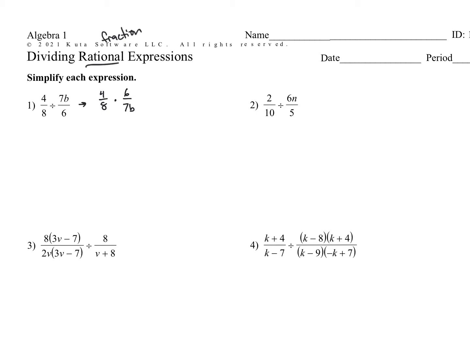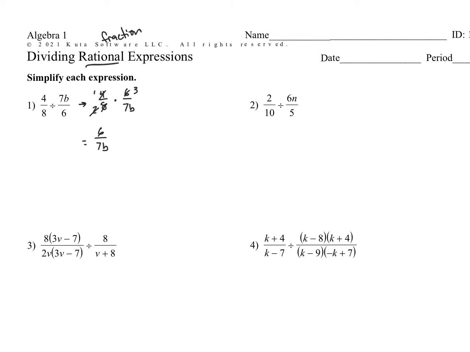What you don't want to do is look at a problem and go, oh, I got this, and get so caught up in the simplifying that you forget to flip that second fraction. But now that we have flipped things, we can go ahead and simplify. So this will be a 1/2, and then the 6 and the 2 will simplify, and that'll be a 3, which means my final answer will be 3 over 7b.